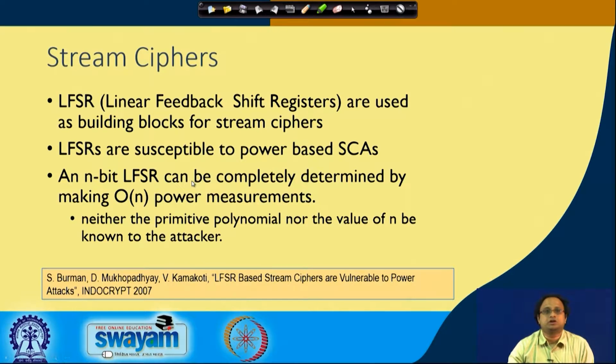In particular, the claim says that an n-bit LFSR can be completely determined by making O(n) power measurements. So if you make order n, that is a linear amount of power measurements, then you should be able to completely reconstruct the LFSR, meaning the feedback polynomial, which is often essentially a primitive polynomial, can be completely calculated. In fact, you can also calculate the number of bits in the LFSR, the number of stages, denoted by small n. So you can totally reconstruct the LFSR.